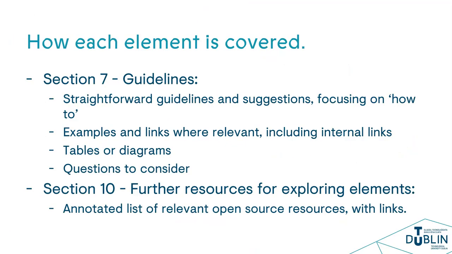So for each of these 8 elements of the framework, we have 2 sections where you can find out information, get ideas, and do some learning in relation to them. Section 7 is the guidelines. So these include very straightforward suggestions, sort of tips on how you might do something, examples, links. We've got tables and diagrams and questions to consider. And then section 10 is where you can do further reading and viewing and learning. And this is where we have an annotated list of open source resources, which you will be able to access without paying by just clicking on the links.